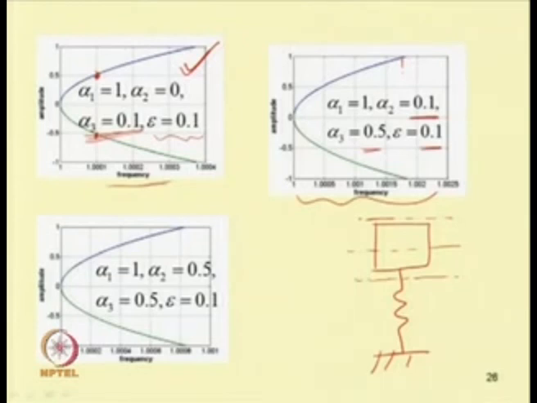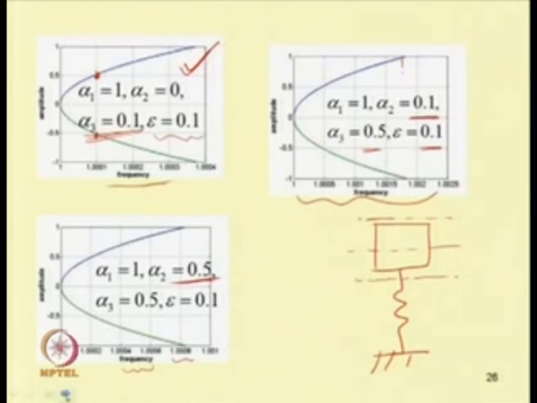By taking alpha 2 equal to 0.1, it decreased. Now, let us take alpha 2 equal to 0.5. By increasing alpha 2, one can see the frequency again increases. Comparing this and this, here alpha 3 equal to 0.5, here also alpha 3 equal to 0.5, but here alpha 2 equal to 0.1, and here alpha 2 is taken to be 0.5. So, by increasing alpha 2, that is the quadratic nonlinear term, one can see the frequency increases.